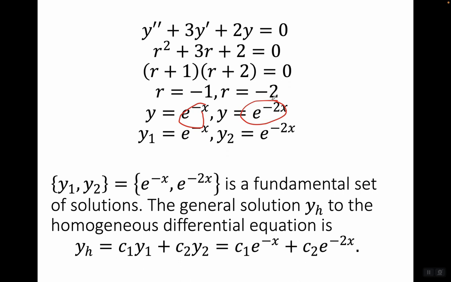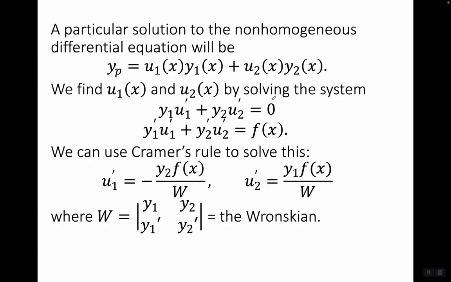In other words, they are linearly independent. That set is linearly independent. The general solution, y sub h, to the homogeneous differential equation is going to be of this form. y sub h equals c1 y1 plus c2 y2. In other words, it's c1 e to the negative x plus c2 e to the negative 2x. Great, we've done that before.